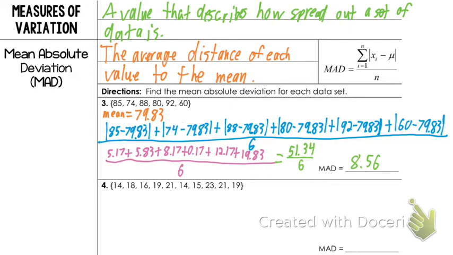So what this is saying... I'll wait a second for everyone to write this down. What this means, because you just found a number, but you don't know what it means right now. Let me tell you. This is saying, on average, these points of data are 8.56 away from the mean.